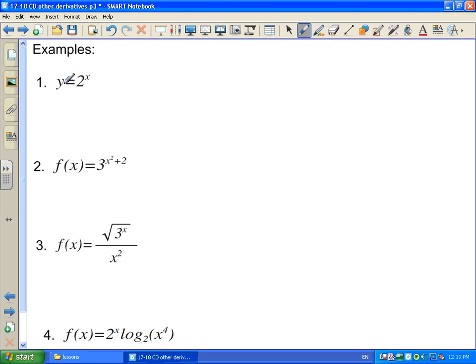We've just got y equals 2 to the power of x. So we just need to apply the law. Y primed is going to be our original function, 2 to the x, times ln of the base, and we're done. Okay? That was just our original law. So we get our original function back, we multiply it by the ln of the base. Okay?